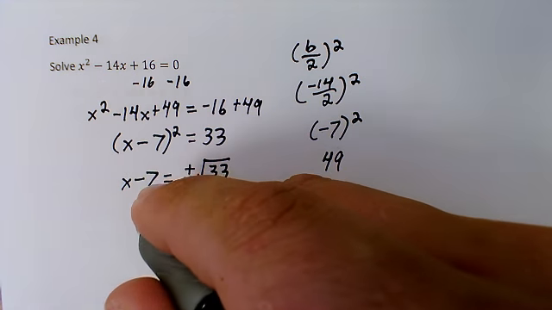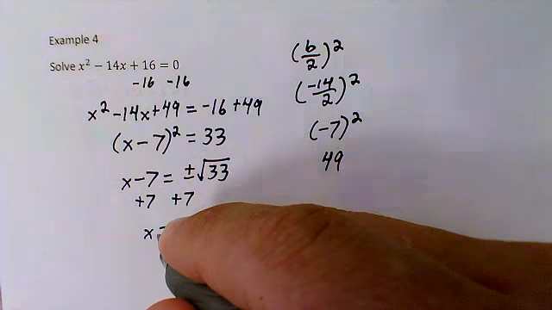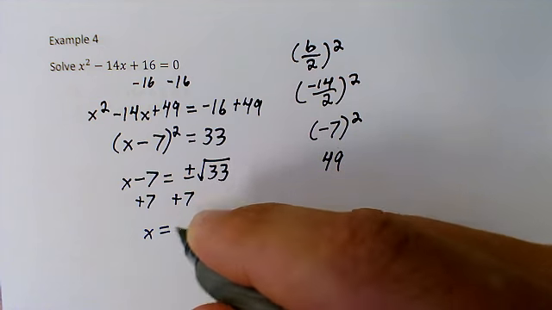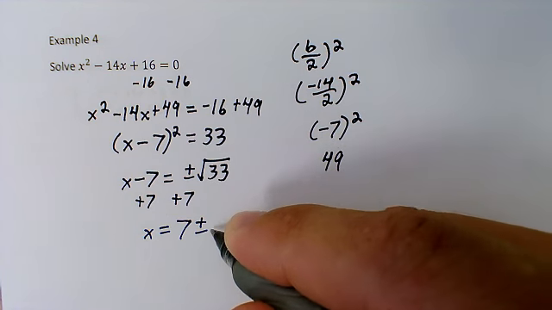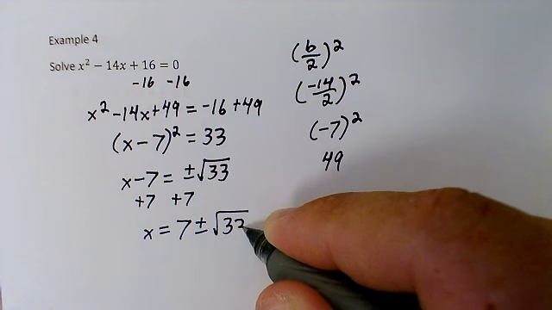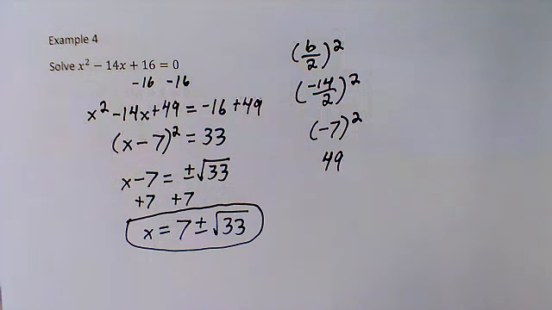All I need to do here is just add the 7 over to be finished. So x will equal positive 7 plus or minus the square root of 33. And that's finished.